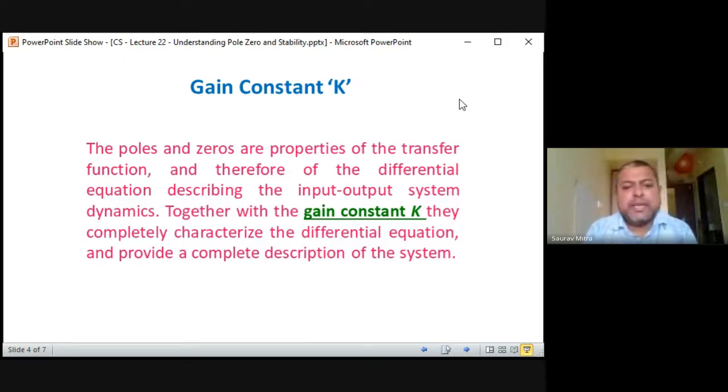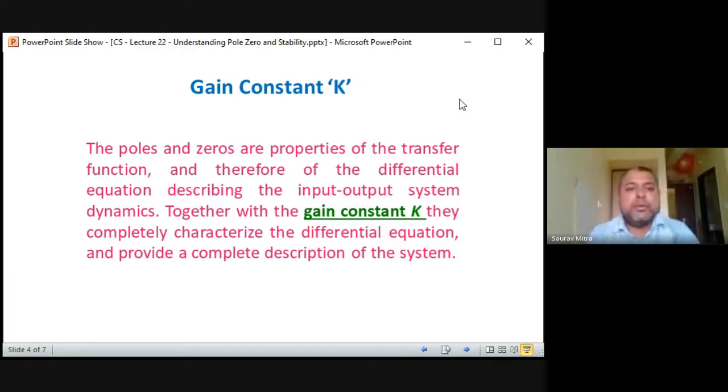Together with the gain constant K, they completely characterize the differential equation. Whenever I give you a transfer function, there will be three parts: one is the pole, one is the zero, and another is the gain constant. From the next lecture onwards, this gain constant K will always come up in our discussion, because the fourth chapter is all about stability with respect to this gain constant K.